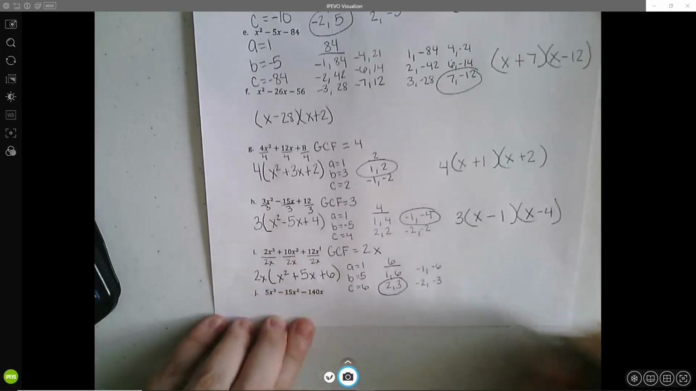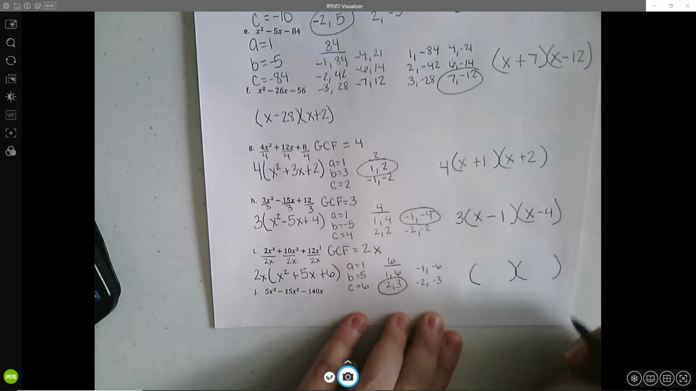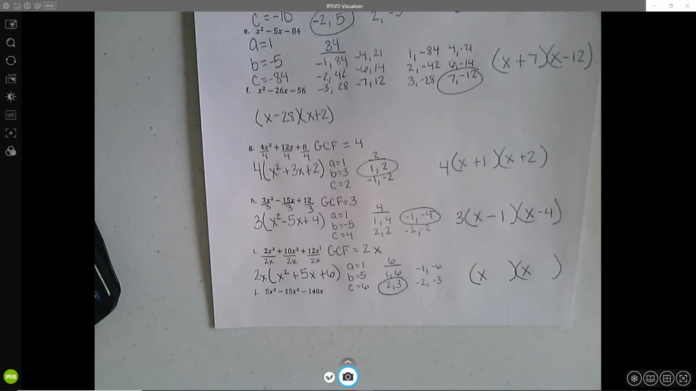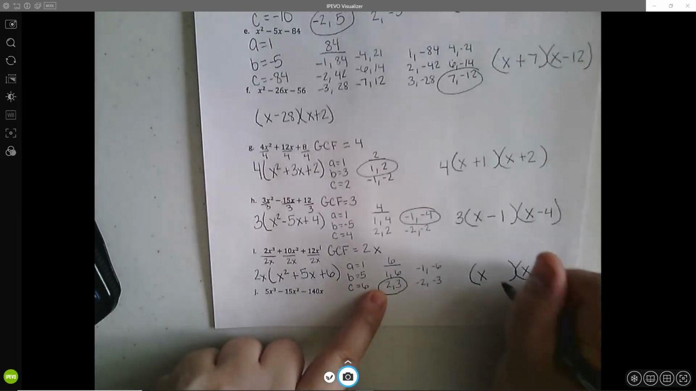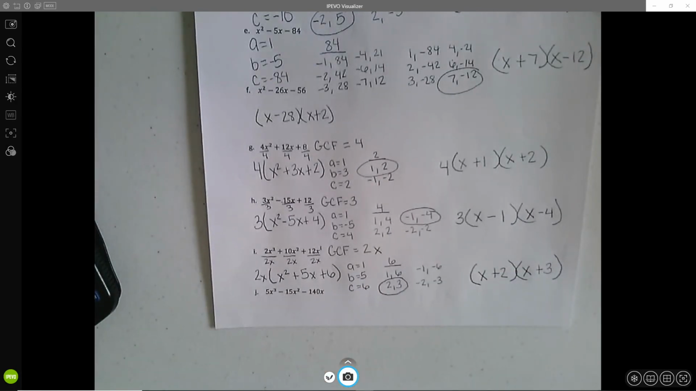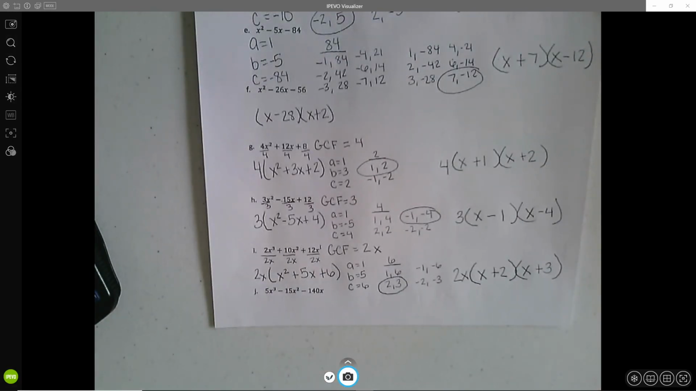Here is my 5. Create your 2 parentheses. There are x's in my problem, so both parentheses start with x. Factors of +2 would be +2, and +3 would be +3. Then always make sure your GCF goes in front. There would be your final answer.